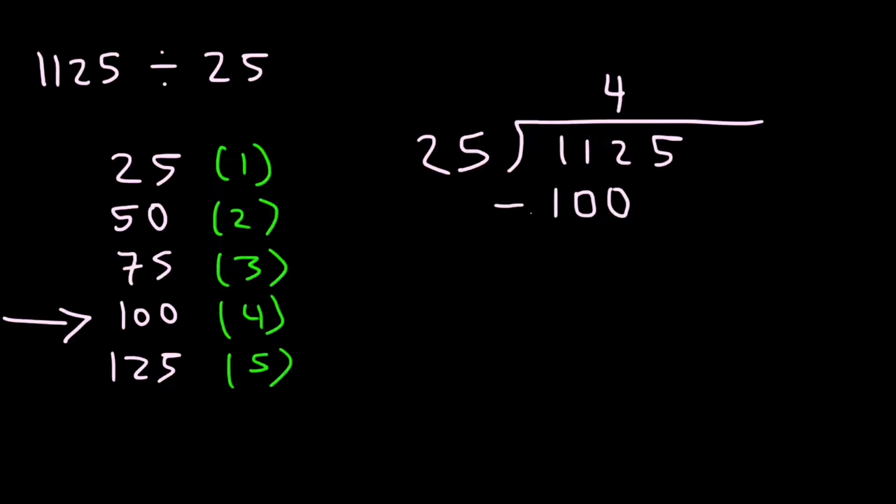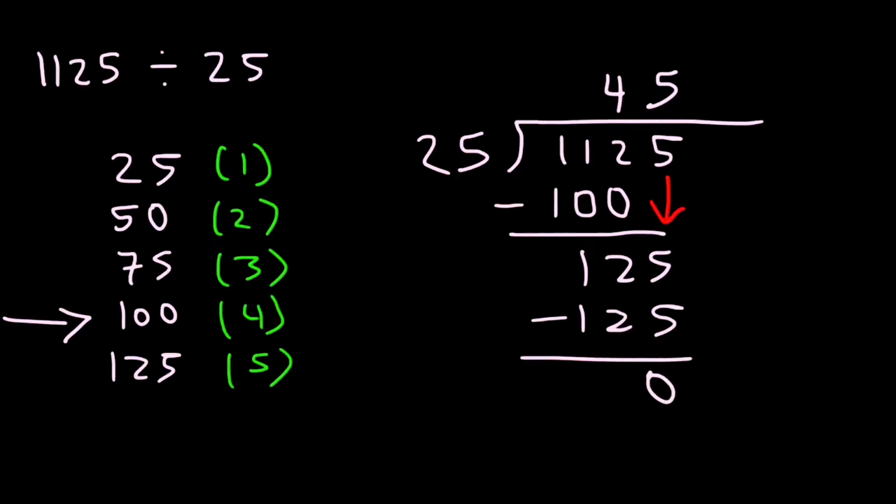And 25 times 4 is 100. And now we need to subtract. 112 minus 100 is 12. And now let's bring down the 5. And we know that 25 goes into 125 exactly 5 times. So the remainder is 0. So 1125 divided by 25 is 45. That's the answer.